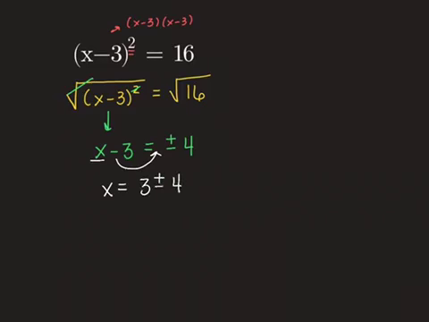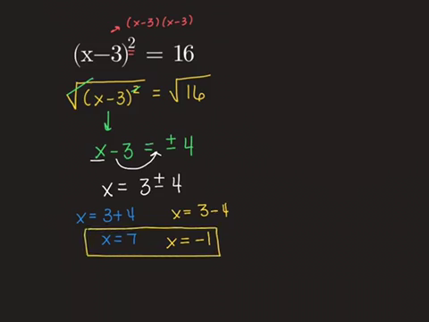Now since these are nice whole numbers, we can actually figure those out. So the first one we have 3 plus 4, so that gives us x is equal to 7. And for the second one, we have 3 minus 4, so that gives us x is equal to negative 1. So our two solutions are 7 and negative 1.